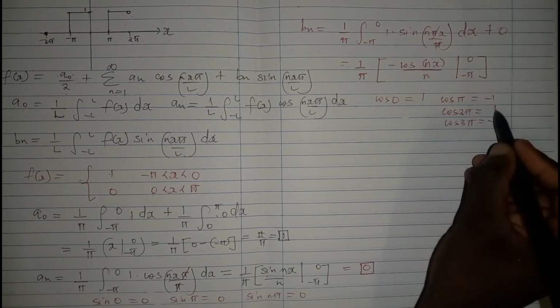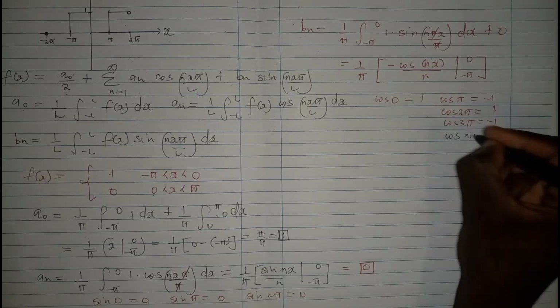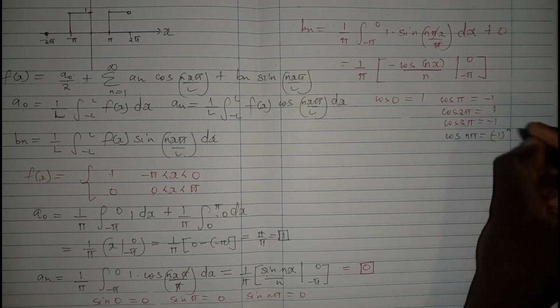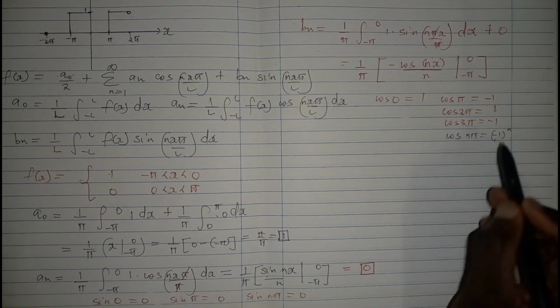If n is even, you can say it's positive. If it's odd, it's negative. So you can just say cos n pi is equal to negative 1 to the power n. So if n is even, you can see we have a positive number right here.